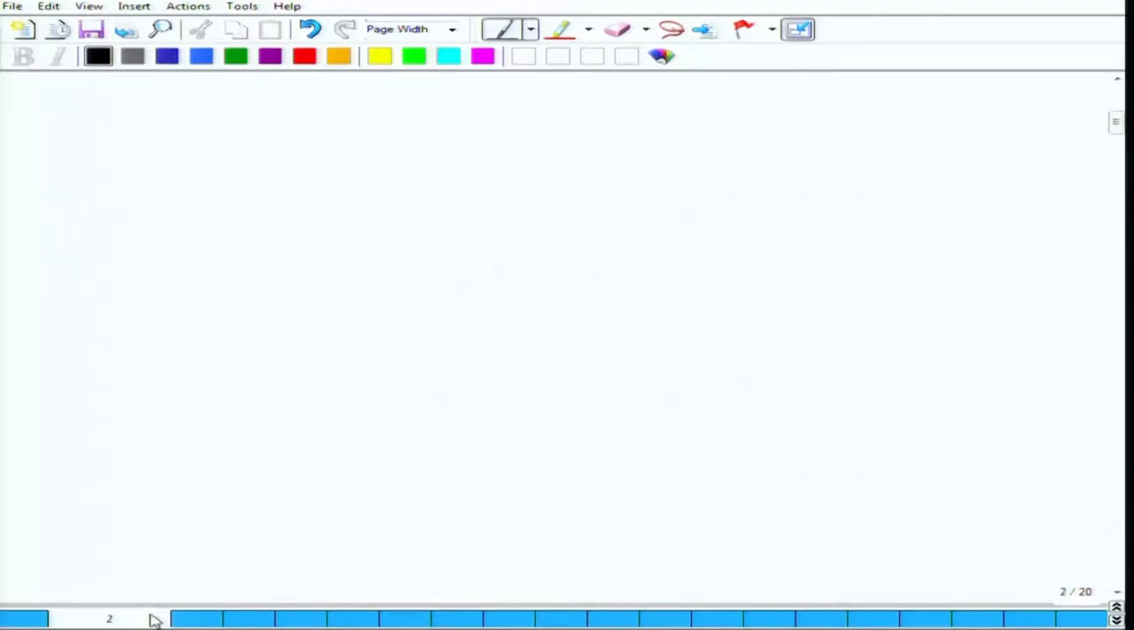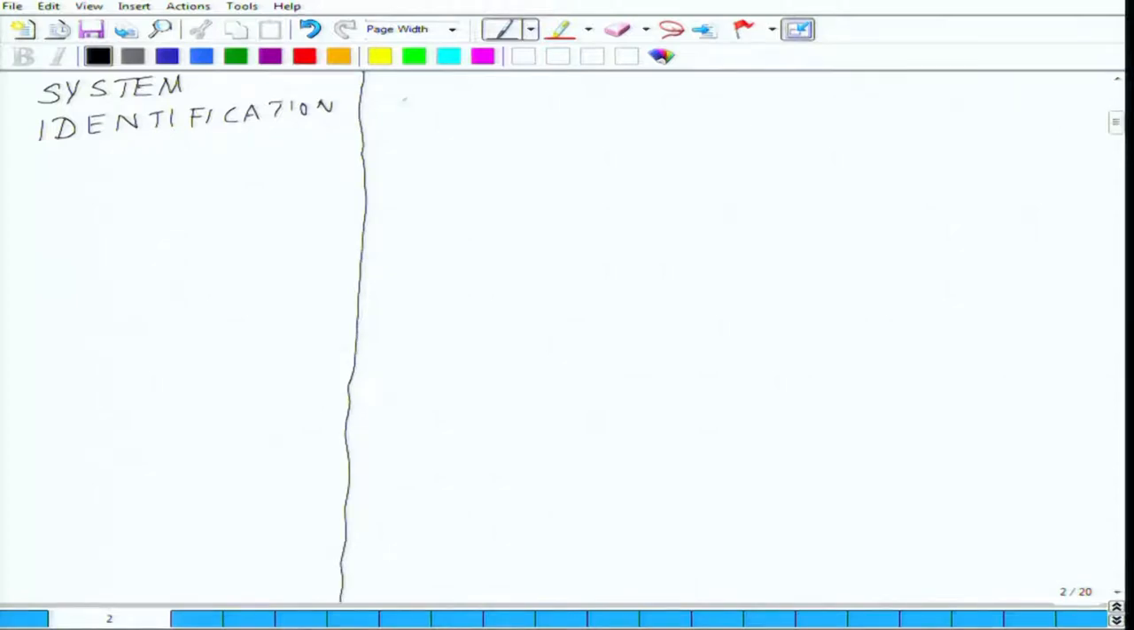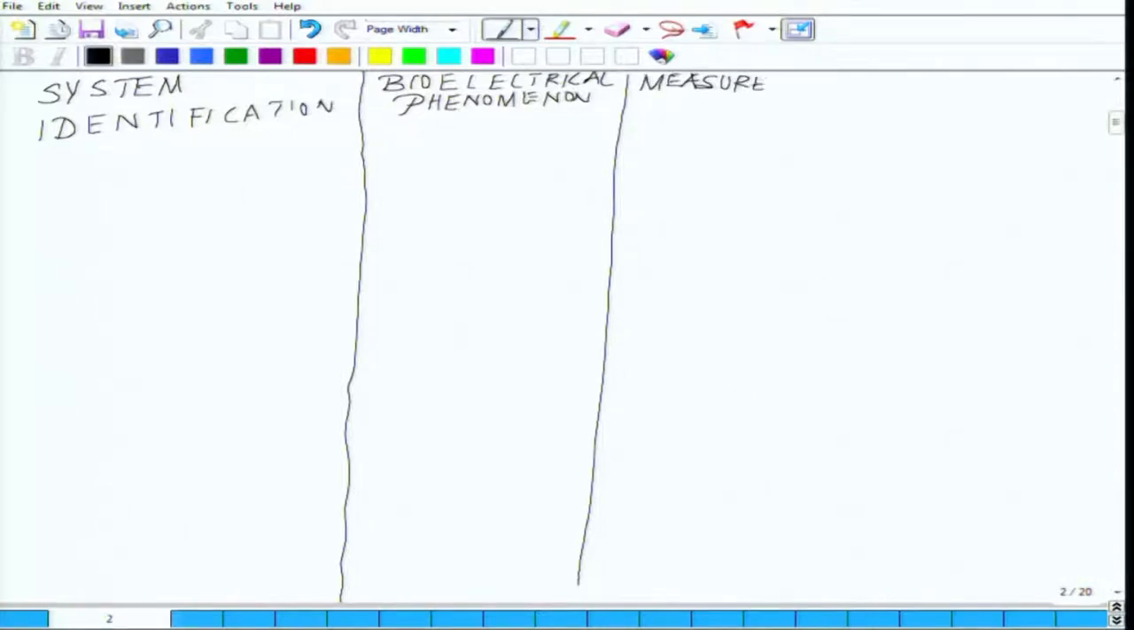Okay. So, to start off with, as I told you, the first step will be system identification. After the system identification, we will move on to the bioelectrical phenomena of that system. Next, we will talk about the measurement techniques. And then we will talk about the advanced applications.